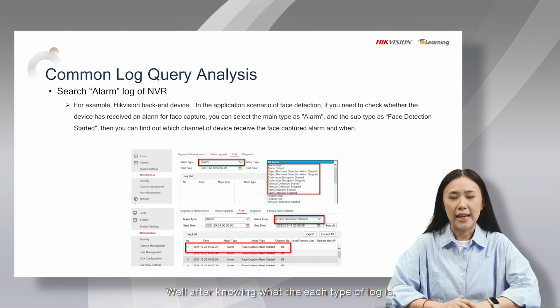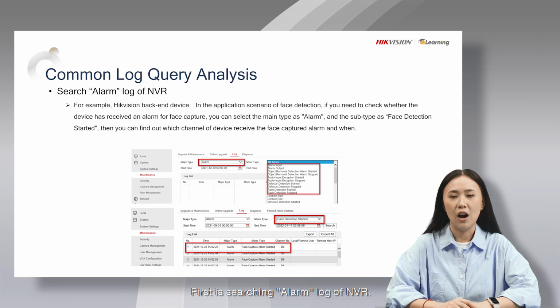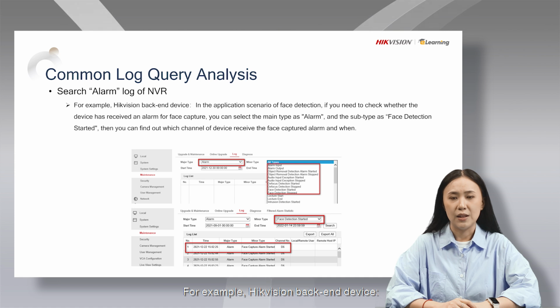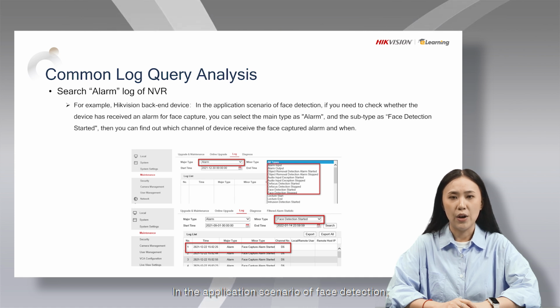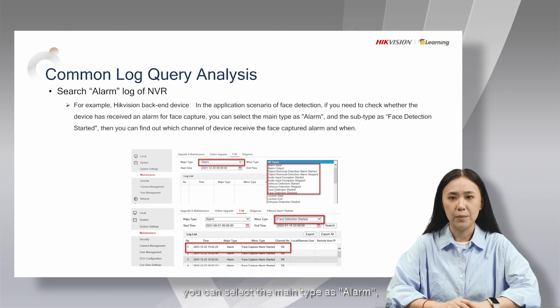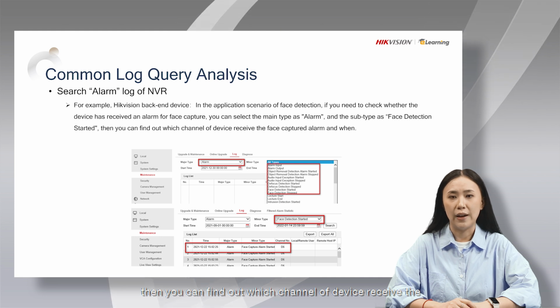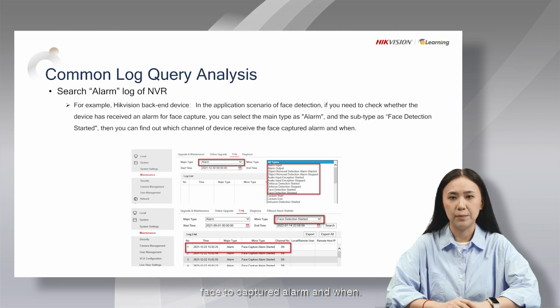Well, after knowing what each type of log is, let's do some common log query analysis. First is searching alarm log of NVR. For example, Hikvision backend device in the application scenario of face detection. If you need to check whether the device has received an alarm for face capture, you can select the main type as alarm and the subtype as face detection started. Then you can find out which channel of device received the face captured alarm and when.